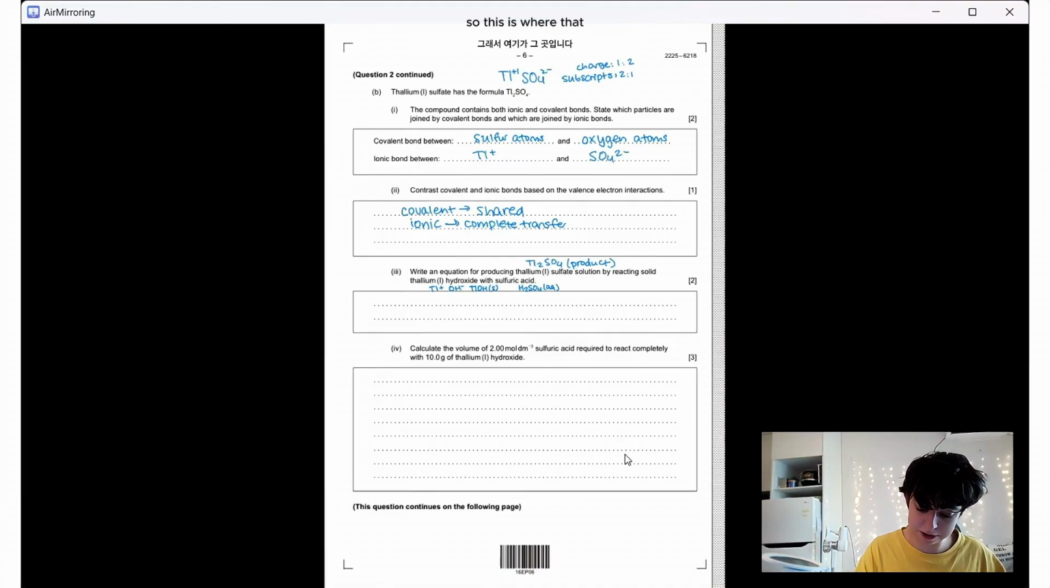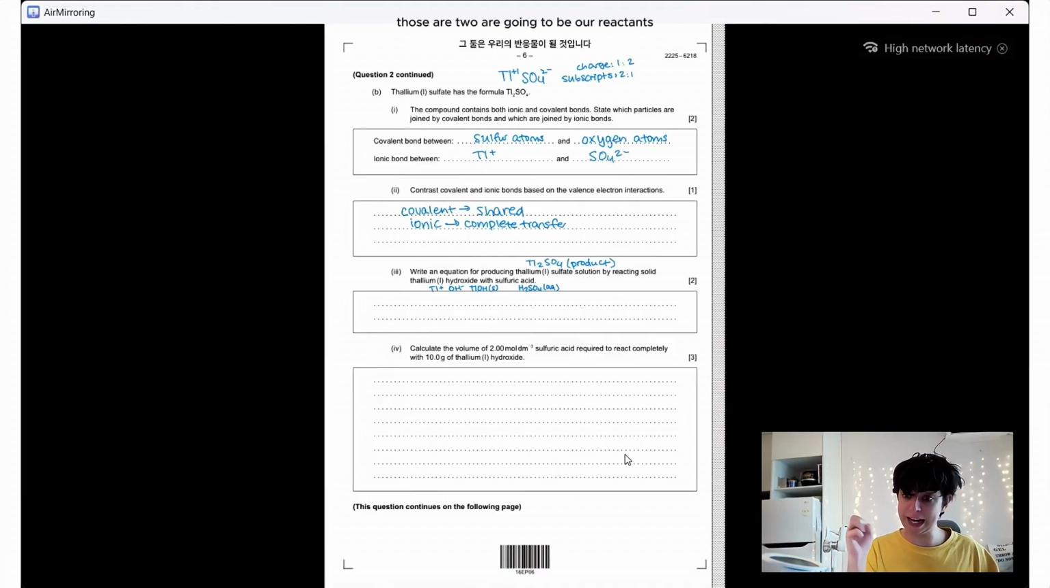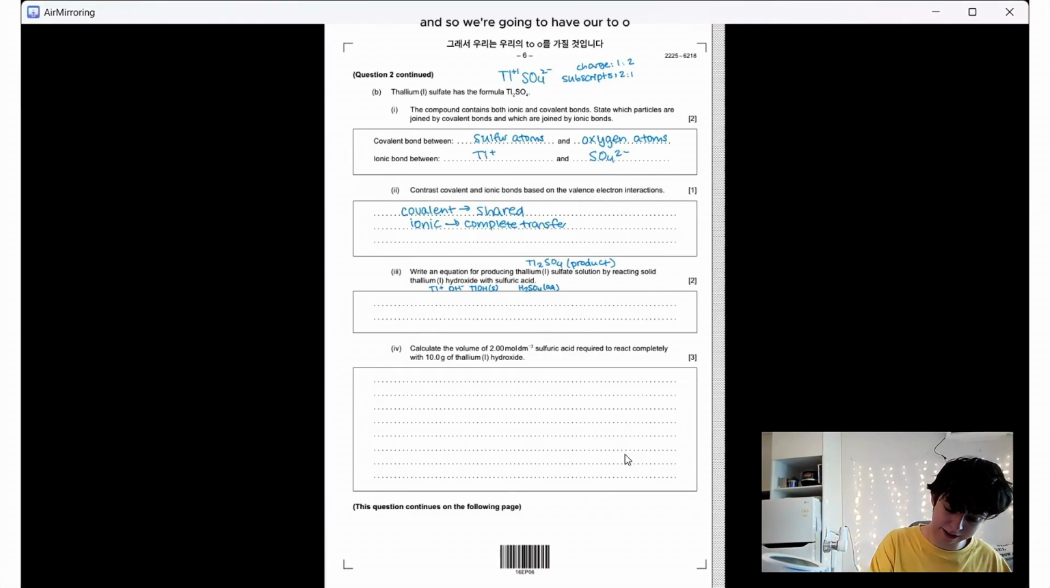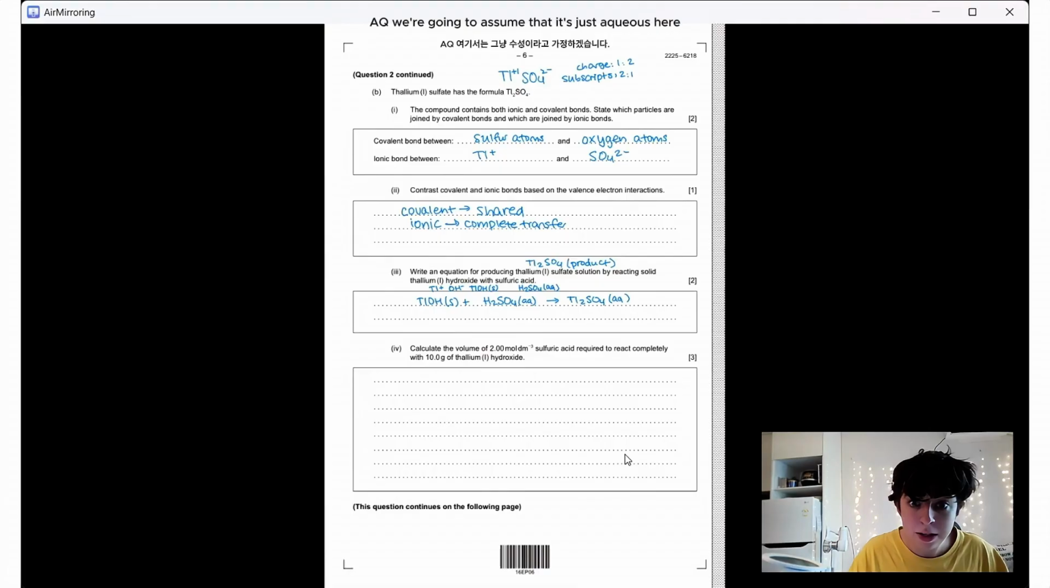Okay. So those two are going to be our reactants because it says "from," right? And so we're going to have our TlOH solid reacting with our H2SO4 aq to then form Tl2SO4 aq. We're going to assume that it's just aqueous here. Yeah, because this is a solution, so we can assume that that is aqueous there.